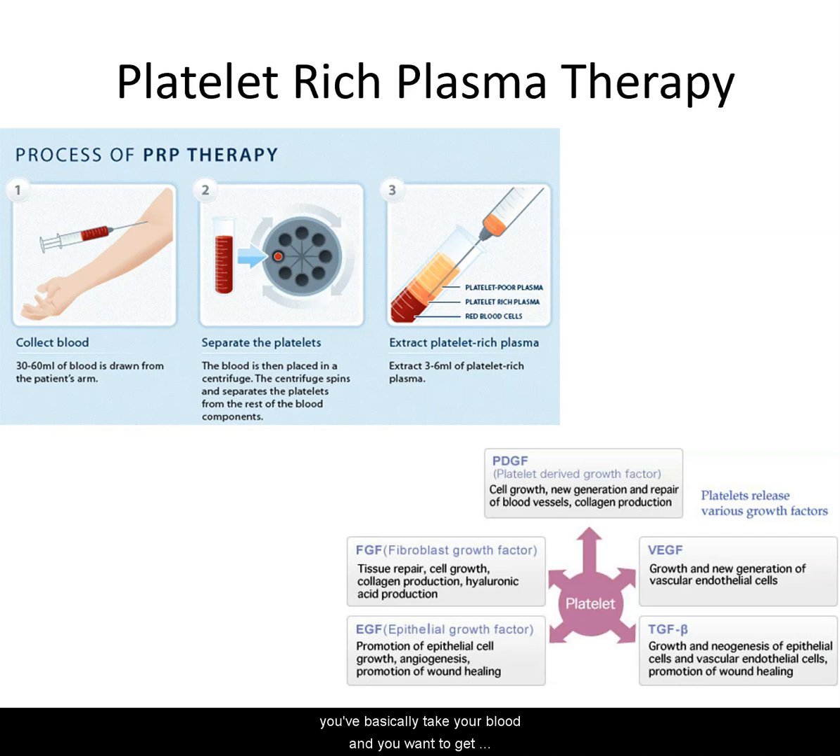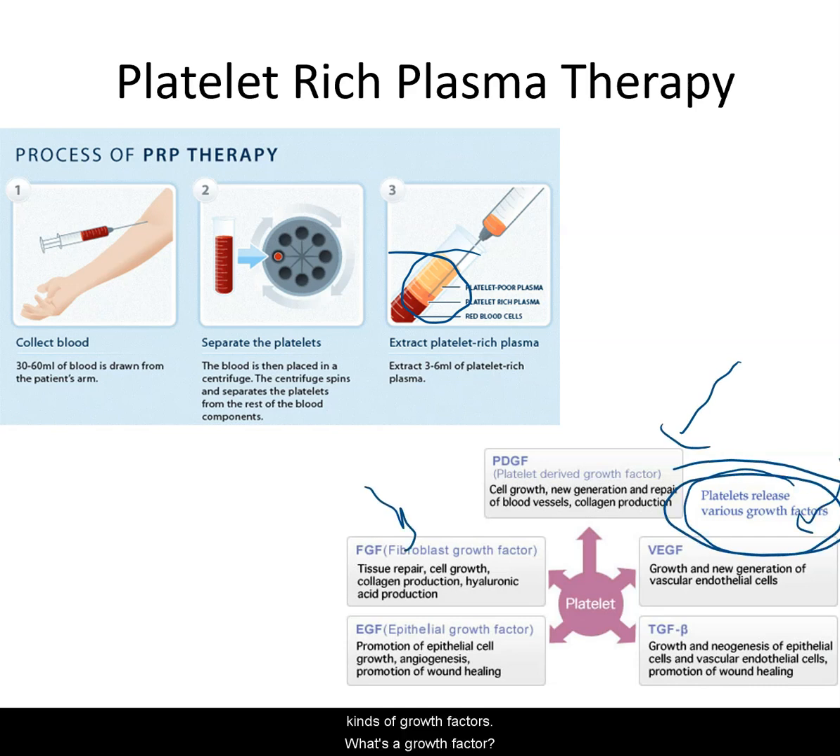And then the platelet-rich plasma therapy, we talked about briefly if you had me for AMP1. You basically take your blood and you want to get after those platelets. Remember, the platelets are in that buffy coat because platelets have all kinds of growth factors. So what's a growth factor? A growth factor triggers mitosis. So growth factors are critical for wound healing and tissue repair.